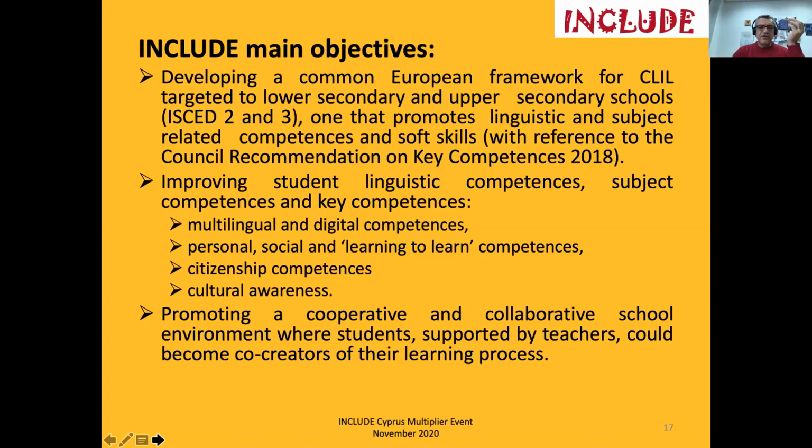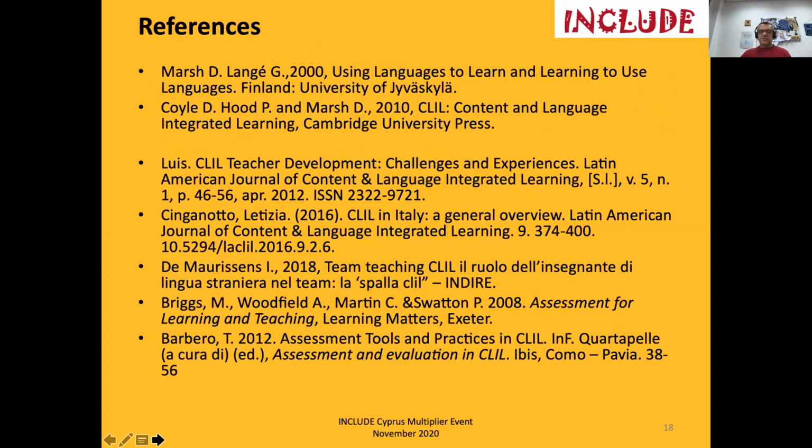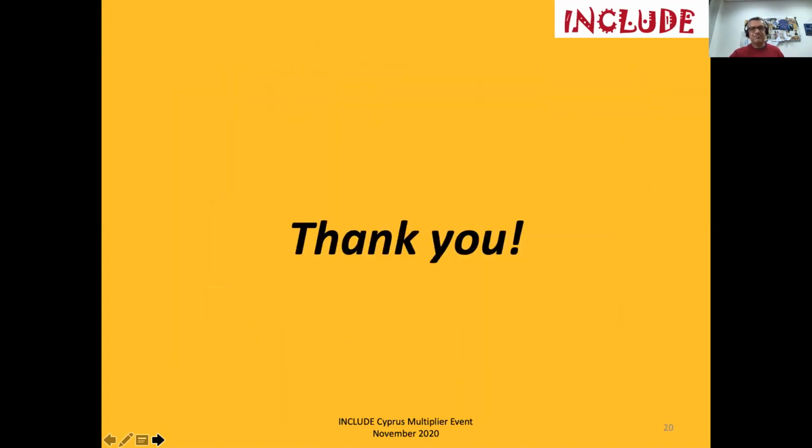Also, one of the include main objectives is promoting a cooperative and collaborative school environment, anything that will have to do with breaking down the authoritarian school of old and introducing a cooperative and collaborative school environment where teachers support and guide students, right? What has been, again, a desideratum for decades. And that was all. Here is the bibliography, and this presentation is available if necessary. Thank you very much.